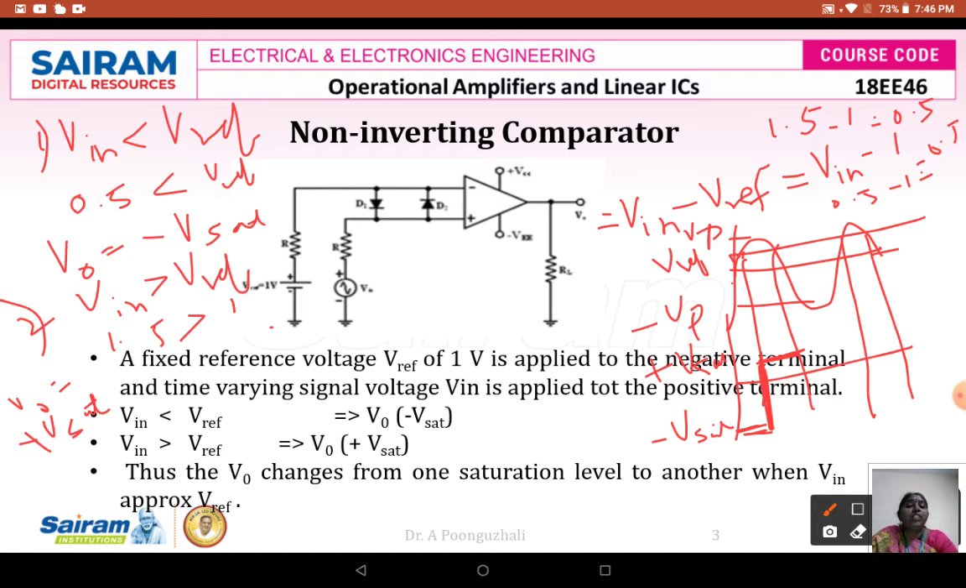Next, again, if I look here, my input voltage is going to be less than my V reference. So you can see here Vin is minus 1 volt, so minus 1 minus 1 is going to be minus 2. Minus 2 is also a negative voltage, so that means my output is going to go to minus V saturation. Like this my output is going to be continuously varying. So that is what we say: when Vin is less than V reference, my output is going to go to minus V sat. When Vin is greater than V reference, my output is going to go to plus V sat. So my output is going to continuously change from one saturation level to another, either from minus V sat to plus V sat or from plus V sat to minus V sat.